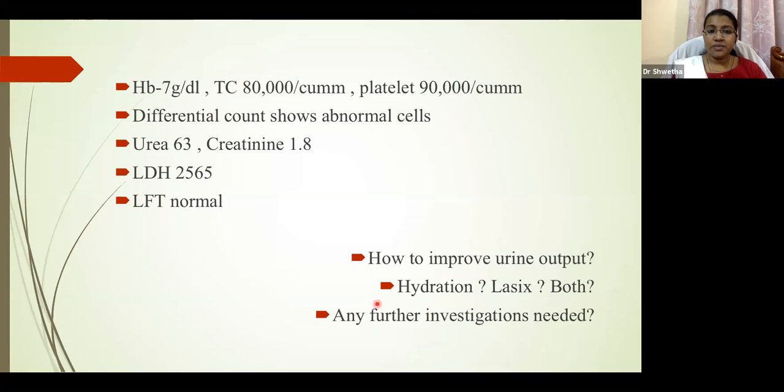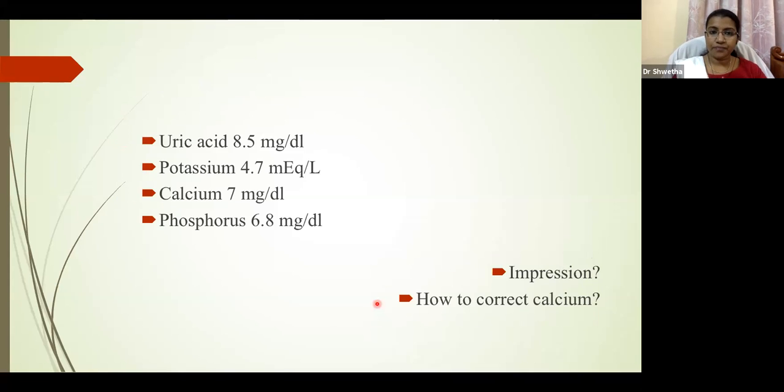So now when we have a suspected leukemia case with a high count and an abnormal RFT, we should further investigate the child by sending a uric acid as well as the serum electrolytes. So the uric acid level is 8.5, potassium is 4.7, calcium is 7, and phosphorus is 6.8. So we see that he has got hyperuricemia, he has hyperphosphatemia, and he has hypocalcemia.